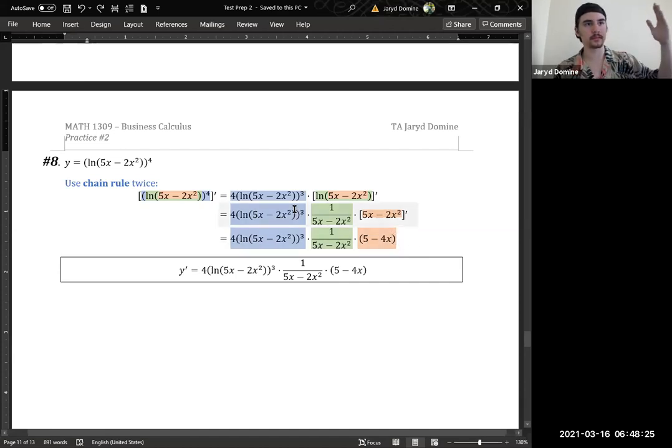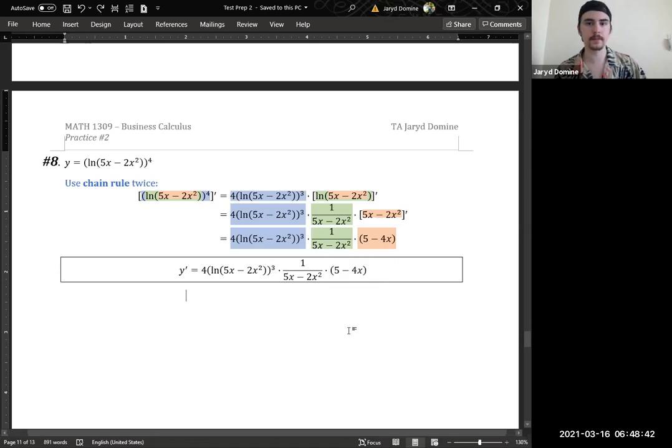Okay, so like I said before, if you know how to do this, you can just write out this string straight away. You'd start with the derivative of the outside and then multiply by the derivative of the inside, and then multiply by the derivative of the inside of that.